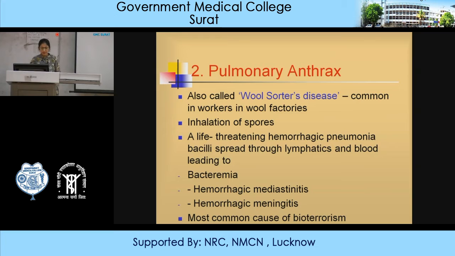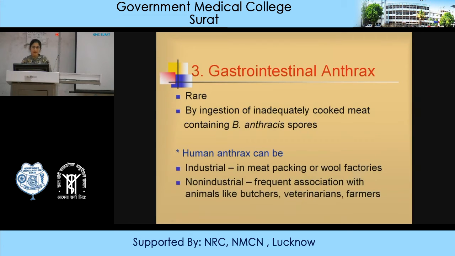And it is the most common cause of bioterrorism. It is also used as a biological weapon. The third one is gastrointestinal anthrax, which is a very rare form of the disease. It is due to the ingestion of inadequately cooked meat, this meat containing the spore-bearing bacilli.